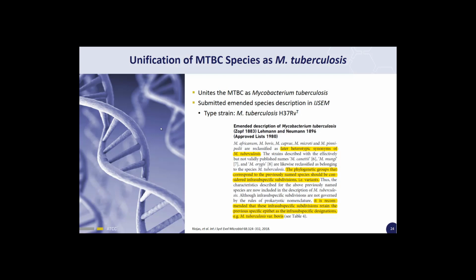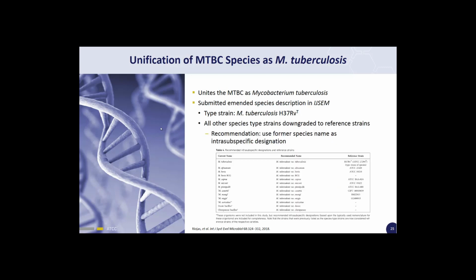The groups that were previously known as the MTBC species should now instead be considered infra-subspecific subdivisions, i.e. variants, of M. tuberculosis. The term infra-subspecific indicates that this subdivision is even lower than the subspecies level, as none of the strains we examined were different enough to even be considered subspecies. We recommend the use of the former species name as the variant designation, for example, Mycobacterium tuberculosis variant bovis. Table 4 from our paper shows the previous names of the species and the name we have recommended.